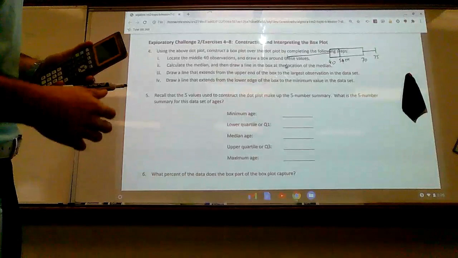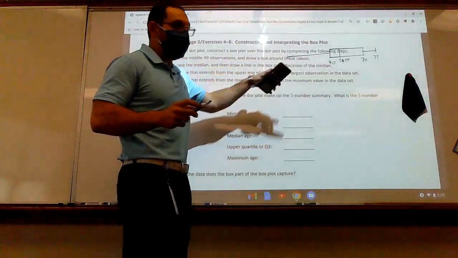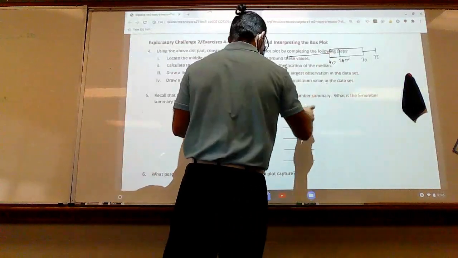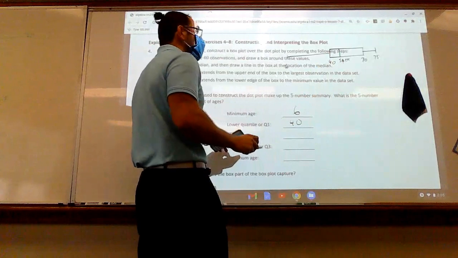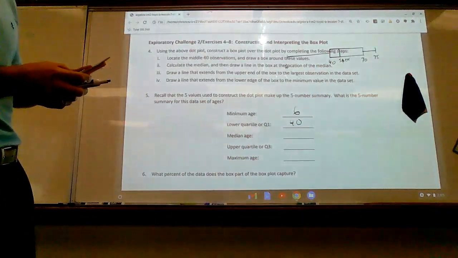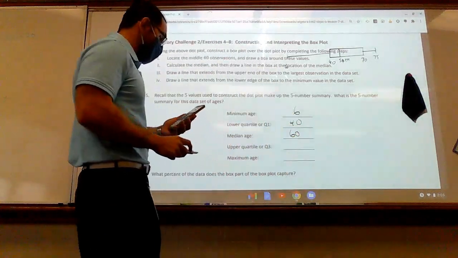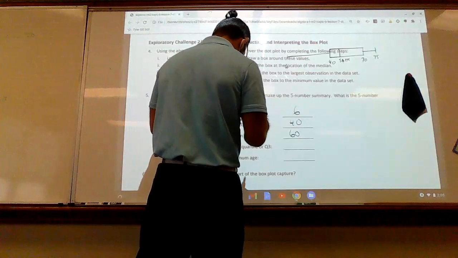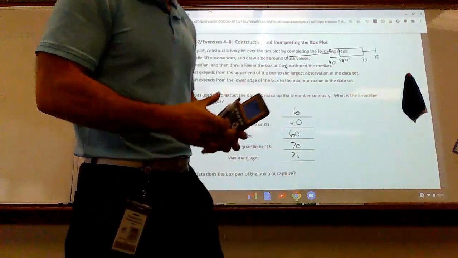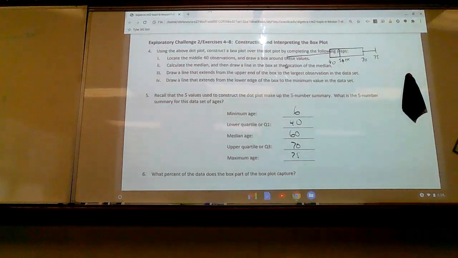So now it says the minimum age. The minimum is my low end of the range. The lower quartile, which is where it starts, is 40. The median, median is different than our mean. So now we're coming back here, and it says my median is 60. The upper quartile is 70, and my max is 75. And yeah, I'm going to check my answers because sometimes I don't believe myself. No, I'm good.